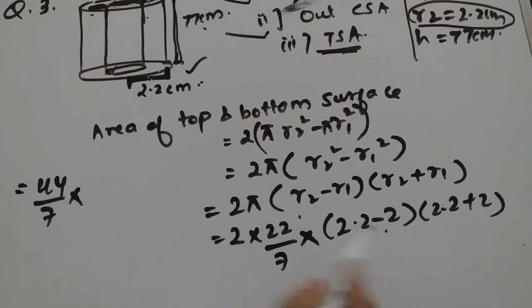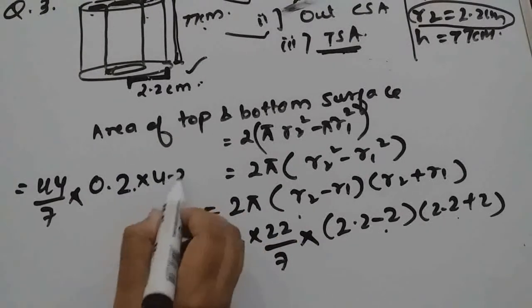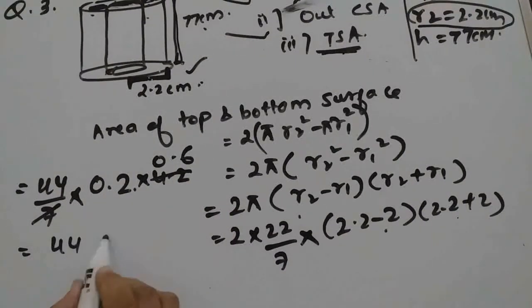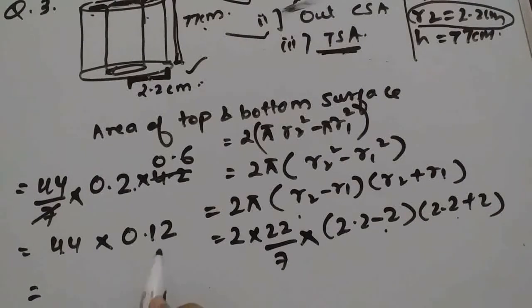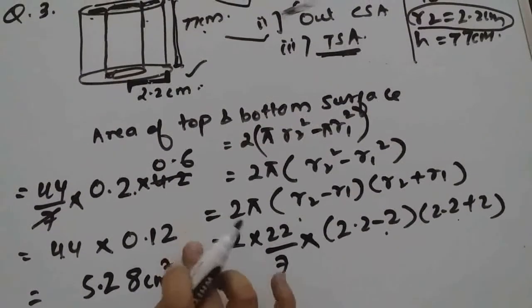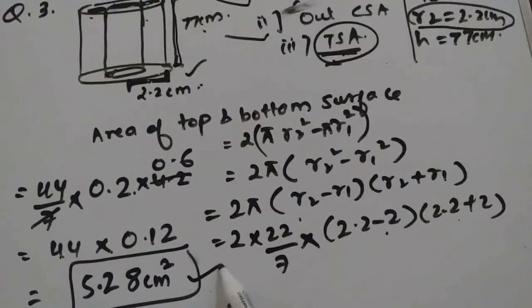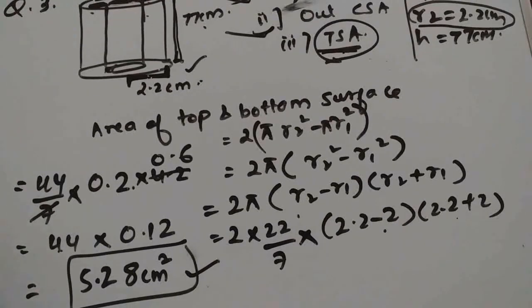2.2 minus 2 means 0.2, isn't it? And here this will be 4.2. So 7, 6 are 42 you can write. Then 44 into 0.12 will come. Okay. Now from 12 you can multiply this. 528, but after 2-digit decimal, so 5.28 centimeter square. Okay, so this one for total surface area we will add to the first two. Okay, so final answer will be for the third part.